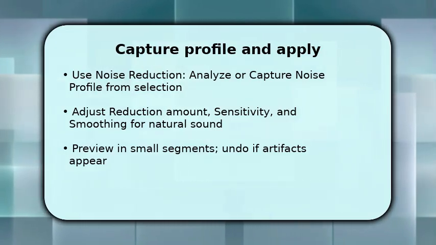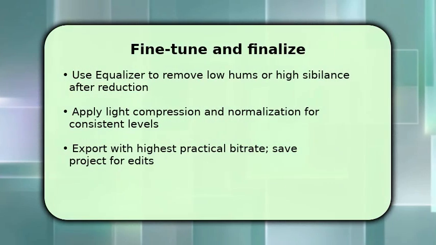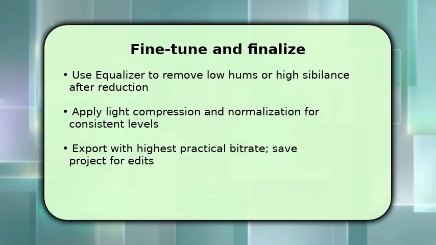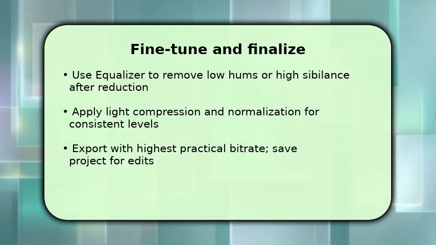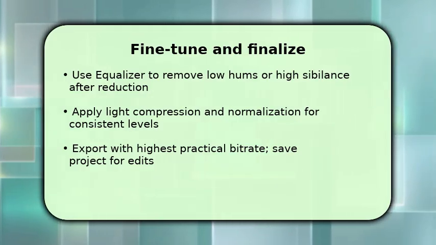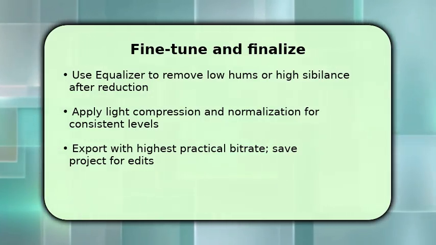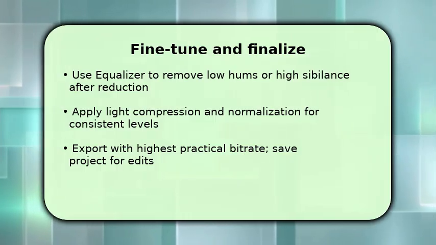Finally, fine-tune. Use a parametric EQ to notch out residual hums or razor sibilants left after reduction, then apply light compression and normalize to restore consistent levels. Once satisfied, listen through the entire track to catch intermittent artifacts.